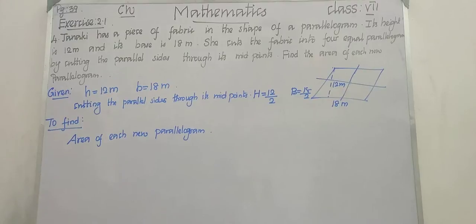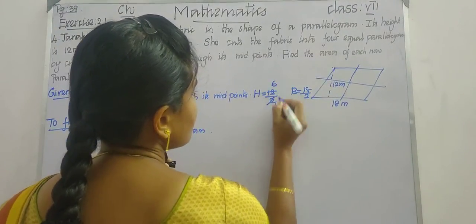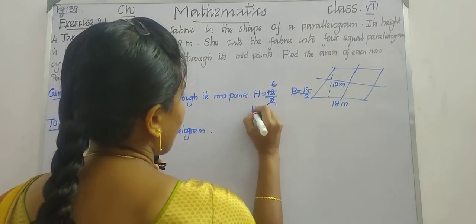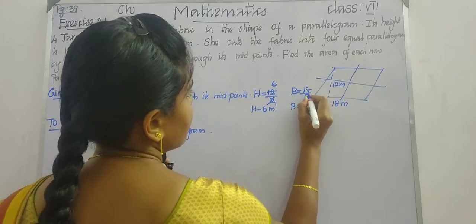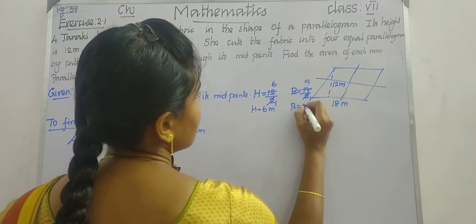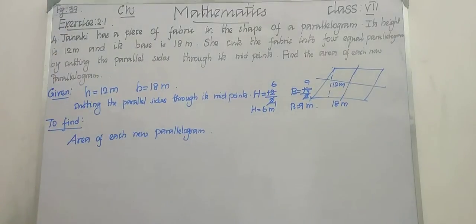So what is the height for this new small fabric? 1 2 is 2 and 6 2s are 12. So height equal to 6 meter. And what is the base? Base equal to 1 2 is 2 and 9 2s are 18. Base equal to 9 meter. Okay, children, so we got the height and base of the new fabric.